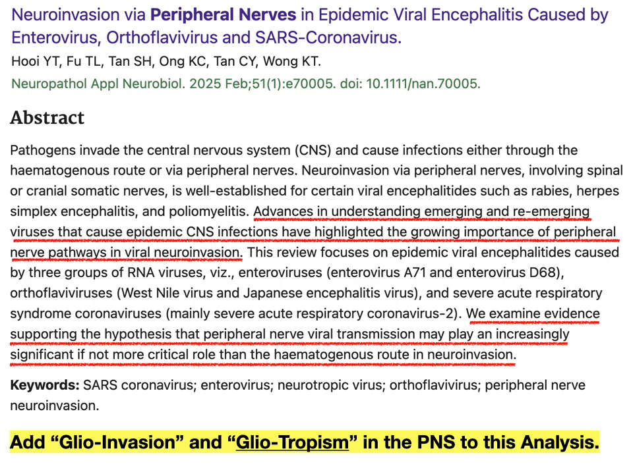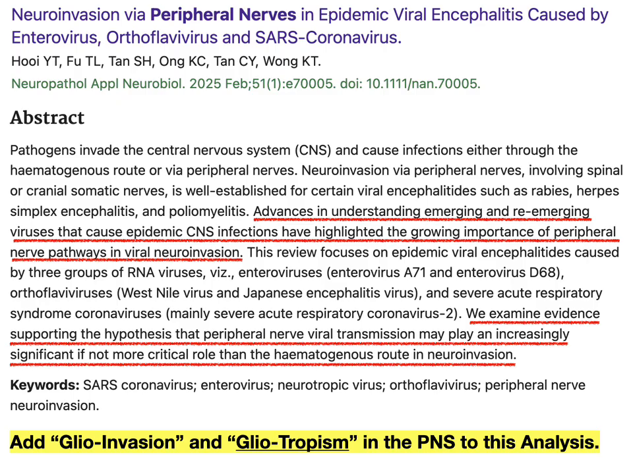This review focuses on epidemic viral encephalitis caused by three groups of RNA viruses: enteroviruses, orthoflavoviruses, and severe acute respiratory syndrome coronaviruses, mainly severe acute respiratory coronavirus 2. We examine evidence supporting the hypothesis that peripheral nerve viral transmission may play an increasingly significant, if not more critical, role than the hematogenous route in neuroinvasion.